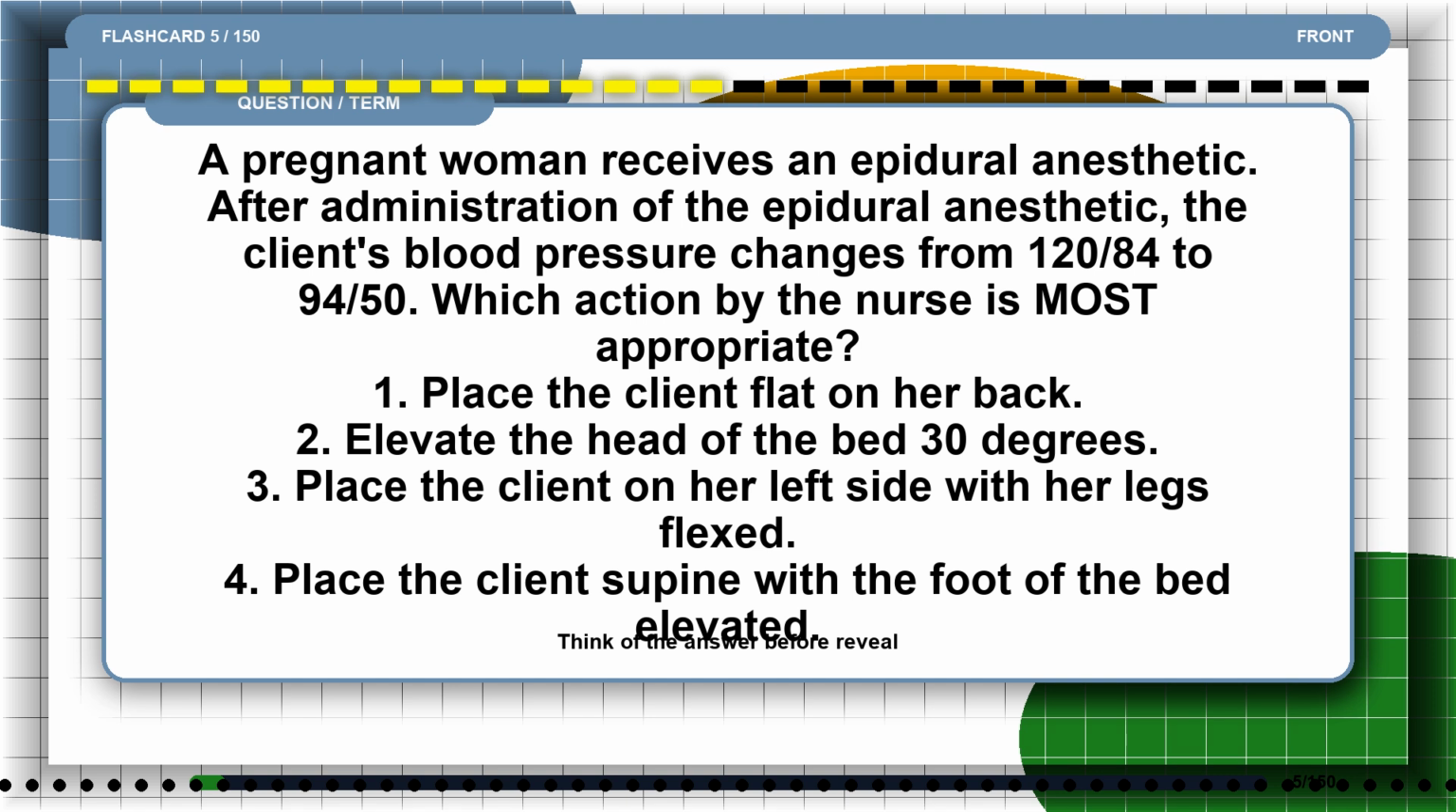1. Place the client flat on her back. 2. Elevate the head of the bed 30 degrees. 3. Place the client on her left side with her legs flexed. 4. Place the client supine with the foot of the bed elevated. Think of the answer before the reveal.